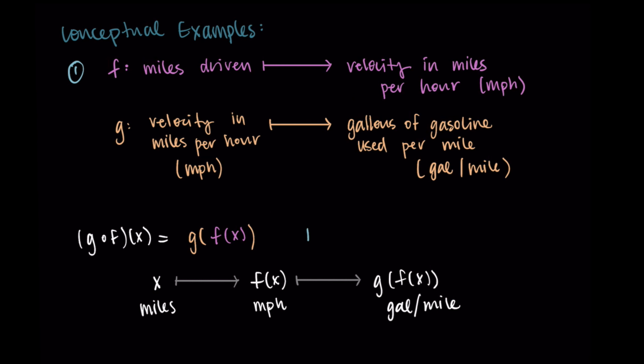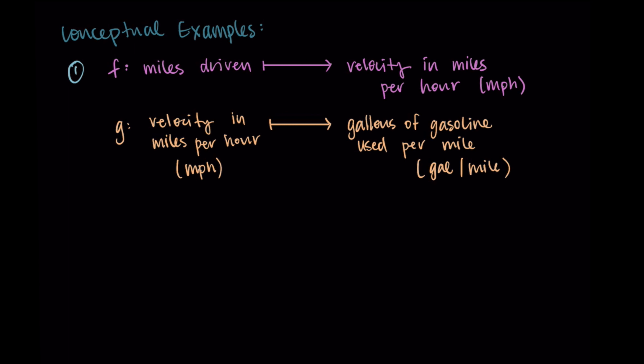So the overall function here, g composed with f, takes an input of miles and then tells us the corresponding gallons per mile. So it works. We can do g composed with f, and all of the units work out great. But we'll notice that this doesn't work quite so well if we go the other direction. So let's try f composed with g.